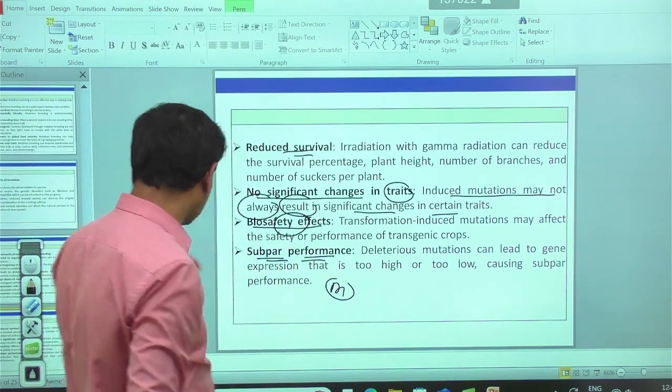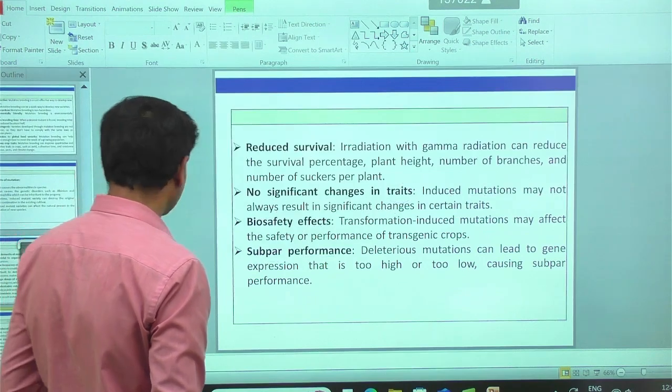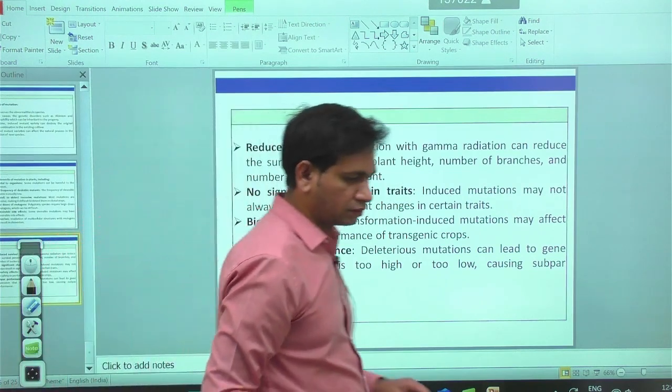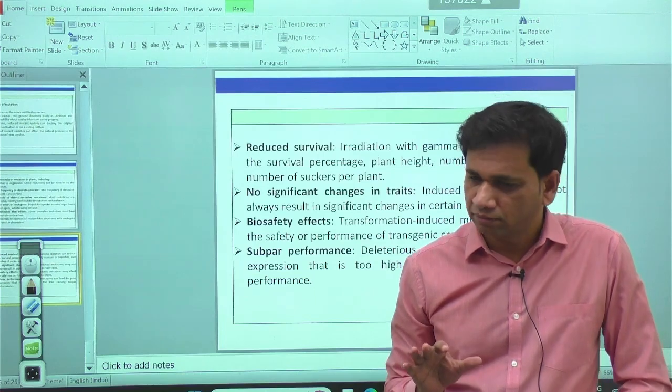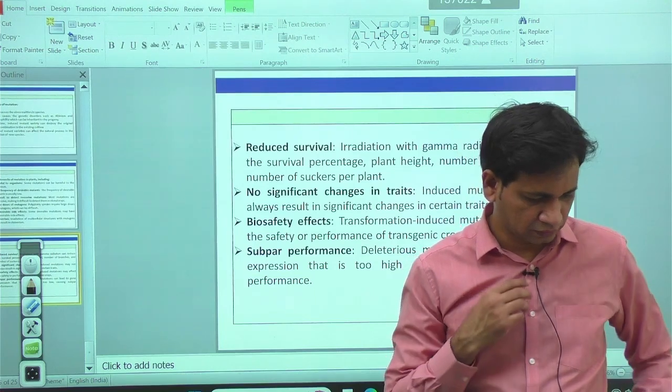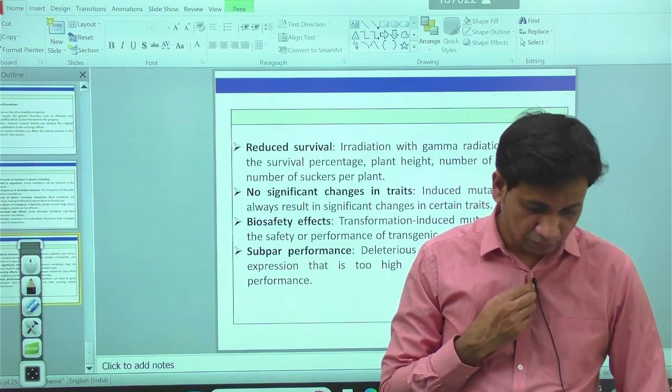So these are some limitations we have, right? These are the few things we have today. Maximum 15 to 20 marks we can expect in the case of mutation breeding. Okay, that's all for today, and tomorrow we'll be having class.